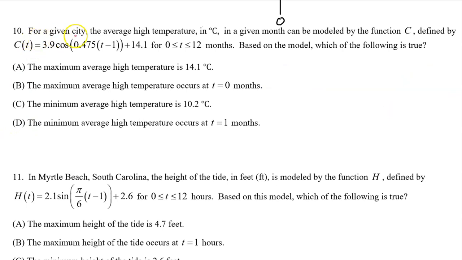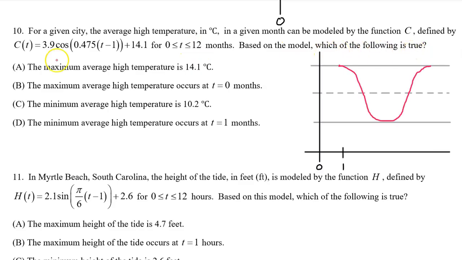Number 10. For a given city, the average high temperature in degrees Celsius in a given month can be modeled by the function C, defined by this expression on the closed interval from 0 to 12 months. Based on the model, which of the following is true? I'm noticing that we have a cosine function with a positive a value. So I'm going to draw my sketch as a right side up cosine function.